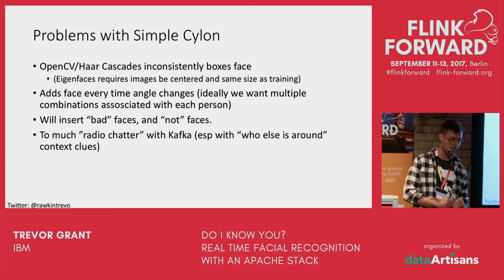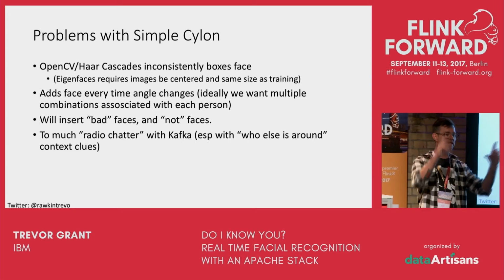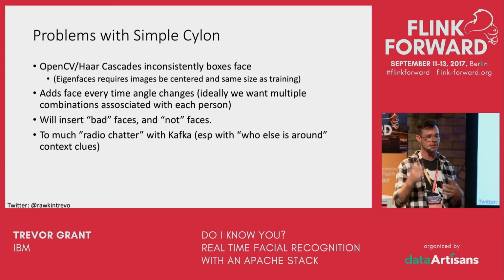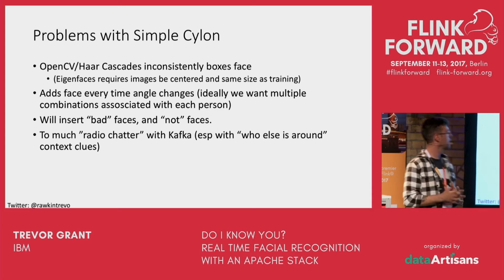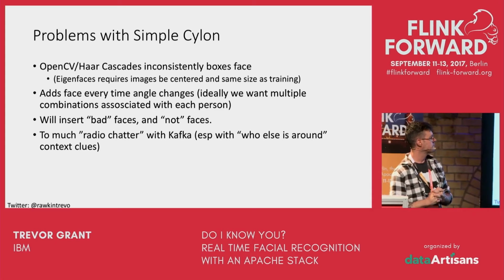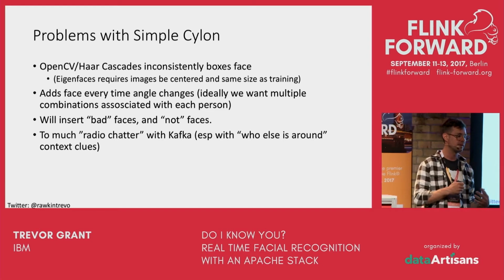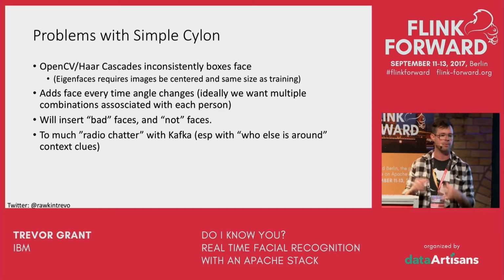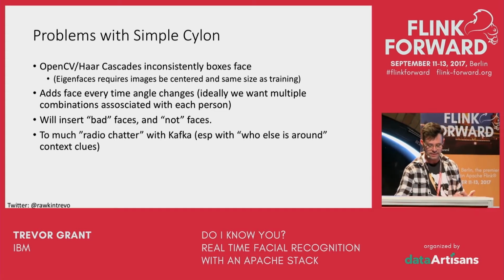The first problem is, as you have a video coming in, you're getting inconsistent frames of the face. It bounces around as lighting changes. It picks out the face, but it doesn't always center. You have a tendency for it to want to add more faces because it's always bouncing around. It keeps thinking, oh, this is too different. This must be a new person. And then it will want to enter bad faces.